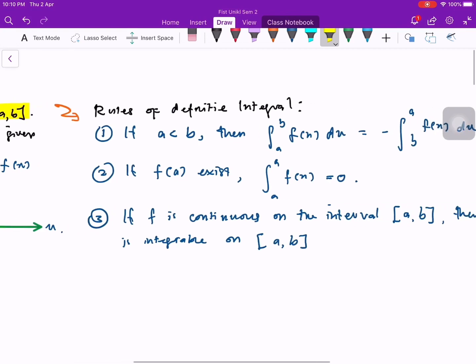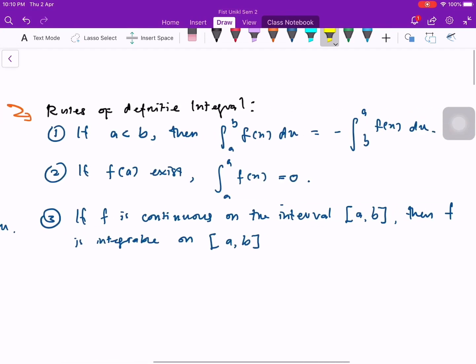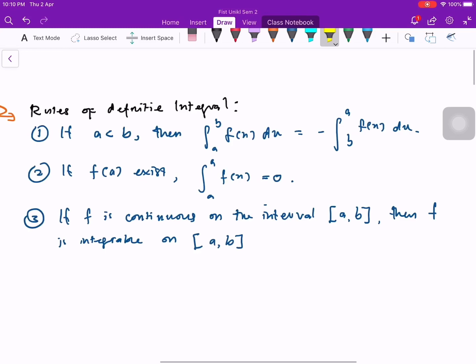Suka sedikit saya sentuh berkenaan dengan rules of definite integral. Okay, so the first one is if a is less than b. Then the integral from b to a of f(x) dx will be equivalent to the negative of when we interchange the limit from the original function. So now we have b to a. Let's say that b is greater than a, then if we interchange the limits, we have to put a negative. So this will be our first rule of definite integral.